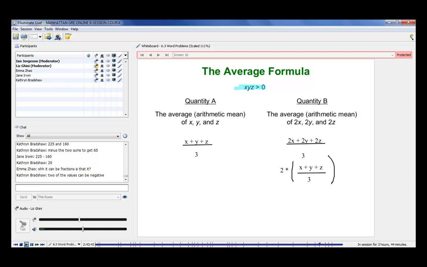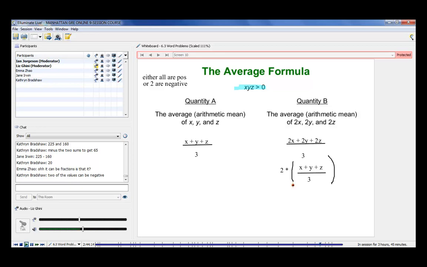Now, we're used to looking at this sort of thing and thinking, if it's just 2 numbers, X times Y is greater than 0, oh, they have the same sign. But here, either all are positive, or 2 are negative. Okay? So if they're all positive, then this quantity, x plus y plus z over 3, has to be positive.